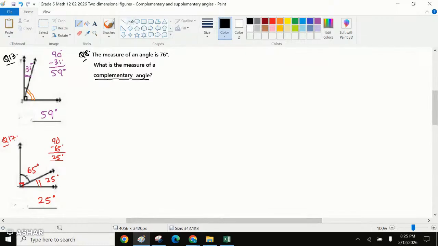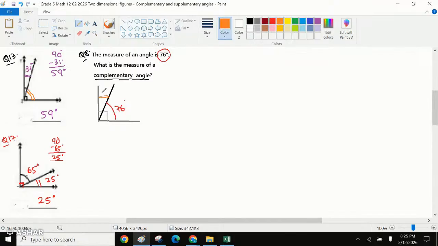It says complementary, and we know that complementary, the sum is 90. So if the sum of these two angles has to be 90 degrees, and one of the angles given to us is 76, perfect. So we say the complementary angle of 76 is 14. Agreed?